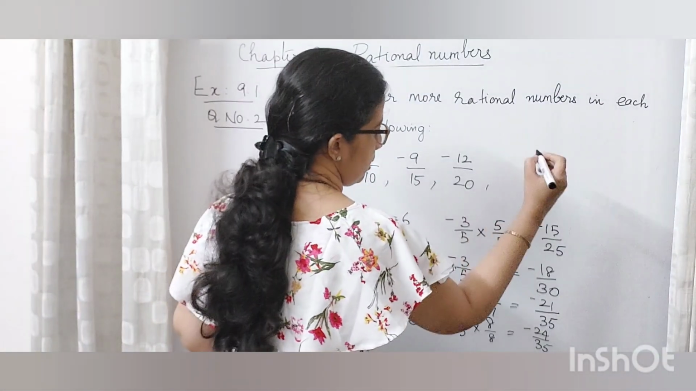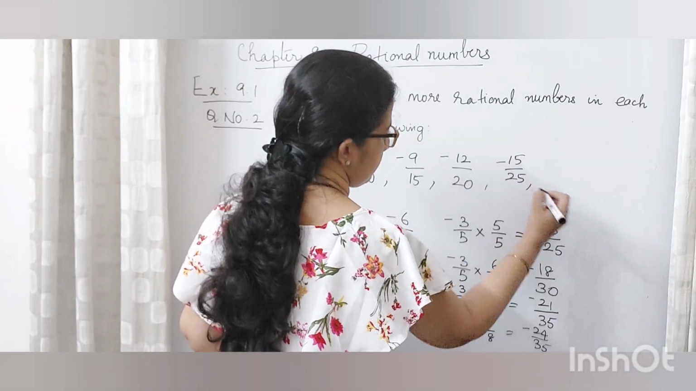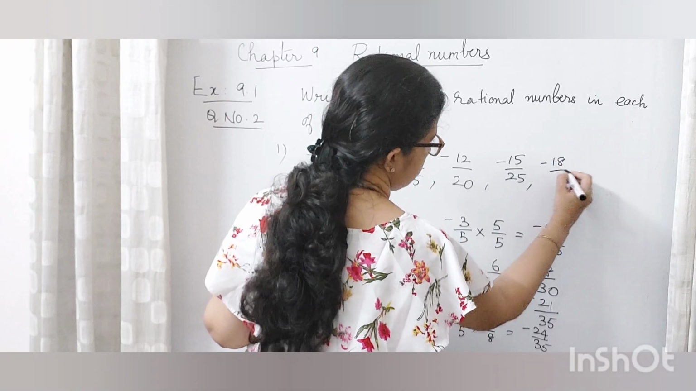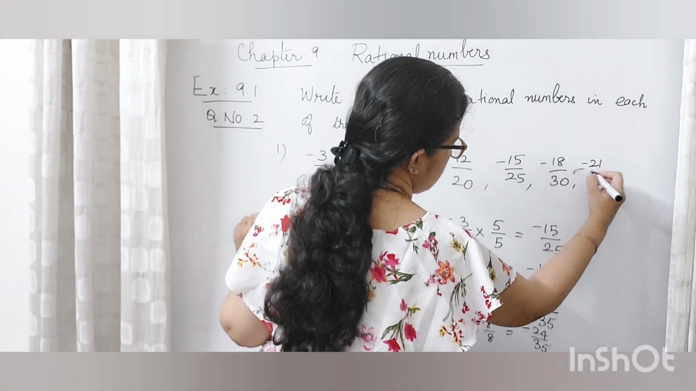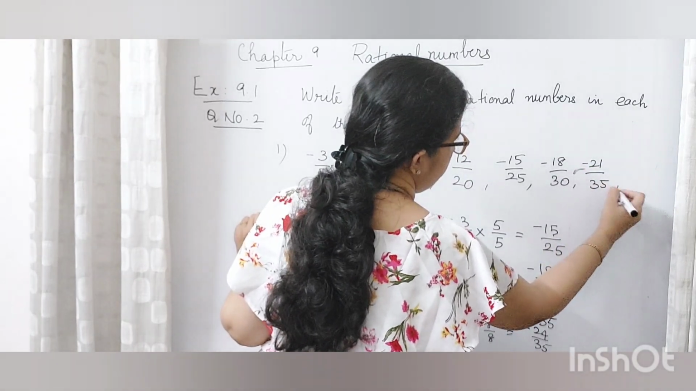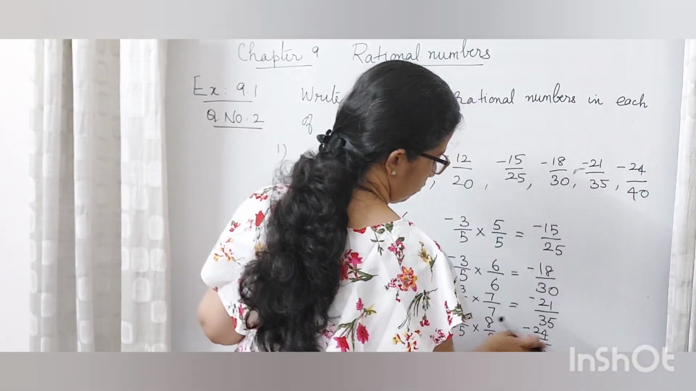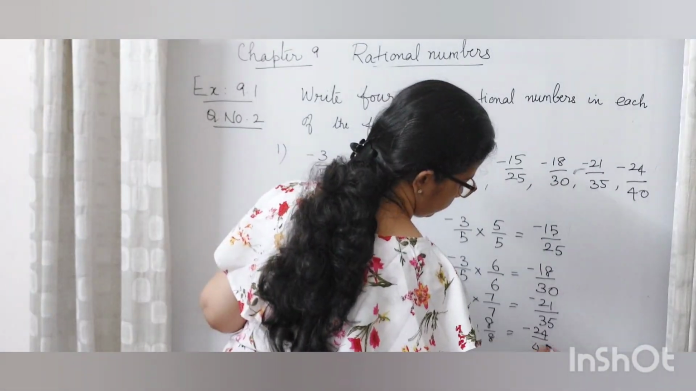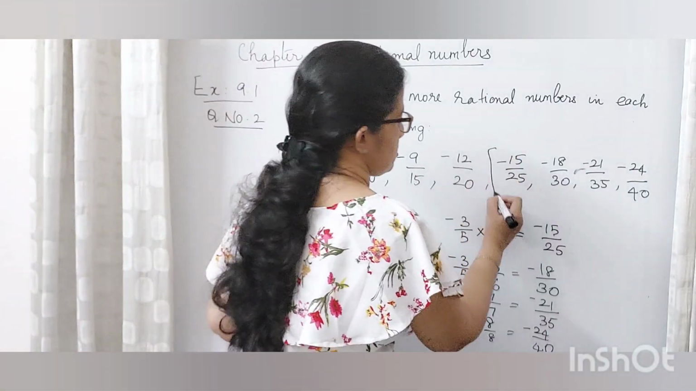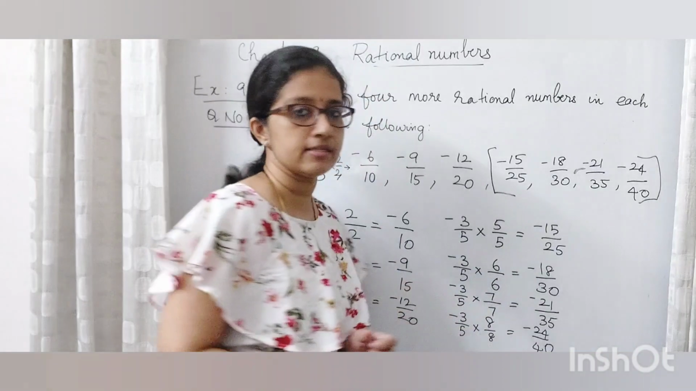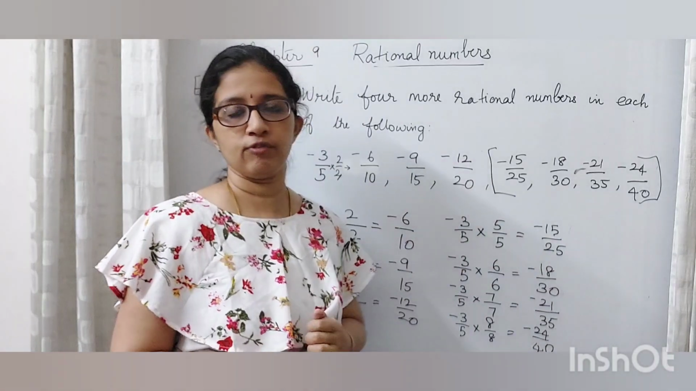The answer is minus 15 by 25 is the next number. Minus 18 by 30 is the next number. Minus 21 by 35. Again finally minus 24 by 40. Sorry, this is 40, since 8 fives are 40. So clear with this? These are the next 4 rational numbers. This is your answer. We just have to see the pattern and complete the next 4 numbers.